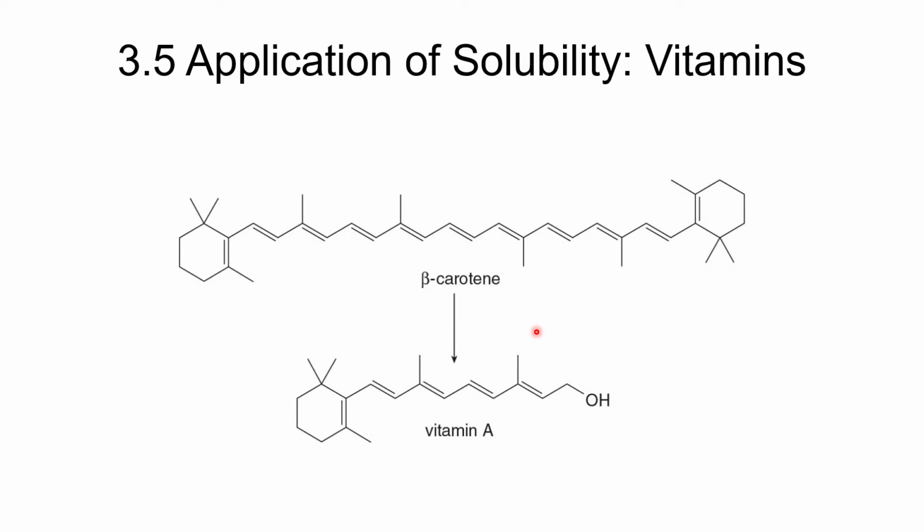And we want to look at applications of solubility. The first application we're going to look at is vitamins. Up on the screen, we've got beta carotene and vitamin A. Your body will convert beta carotene into vitamin A. That's one of the things that you do. So you eat foods that have beta carotene in them, and then your body will generate the vitamin A.